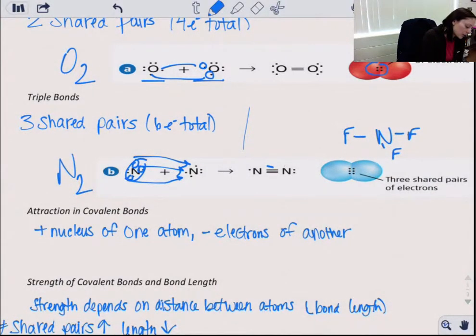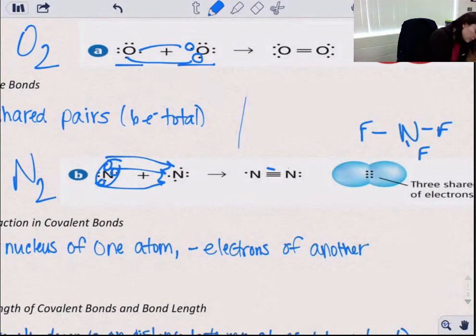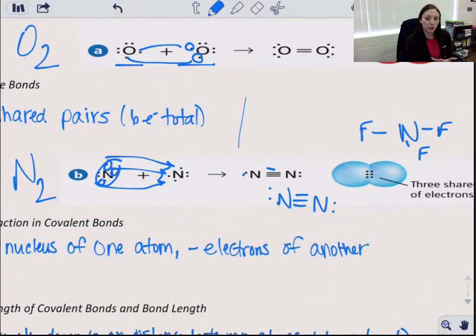We draw that with 3 lines in between, and that one should have another dot on that side. I'm not quite sure why it doesn't. That should be 2 dots and N, 3 lines and 2 dots. So we have 6 electrons there, or 3 shared pairs. Remember, each line is 2 electrons.